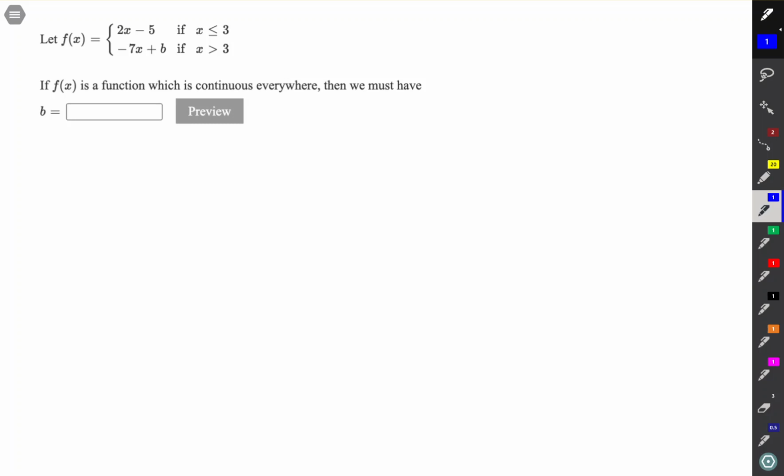Let f of x be defined as the piecewise defined function 2x minus 5 whenever x is less than or equal to 3, and negative 7x plus b if x is greater than 3. If f of x is a function which is continuous everywhere, then we must have b equal to what value?